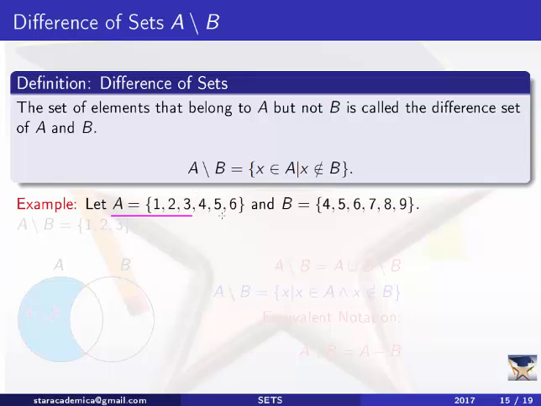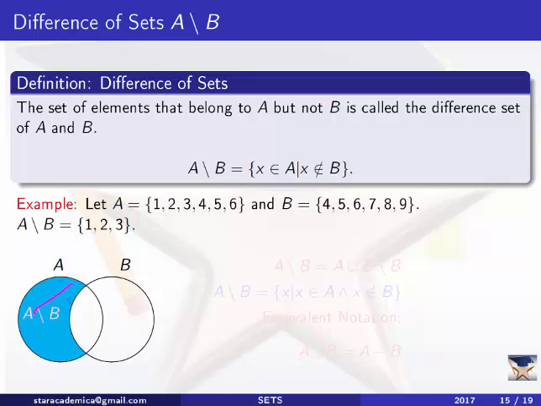Okay, let's look at this example: A is 1, 2, 3, 4, 5, 6, and B is 4, 5, 6, 7, 8. So the elements which are in A but not in B: is 1 in A but not in B? Yes. 2, yes. 3, yes. 4, it's in B, so we don't take it. 5, it is in B, we do not include it. And 6, it is in B. So the only elements which are in A but not in B are just 1, 2, 3. With a Venn diagram, this is A difference B.